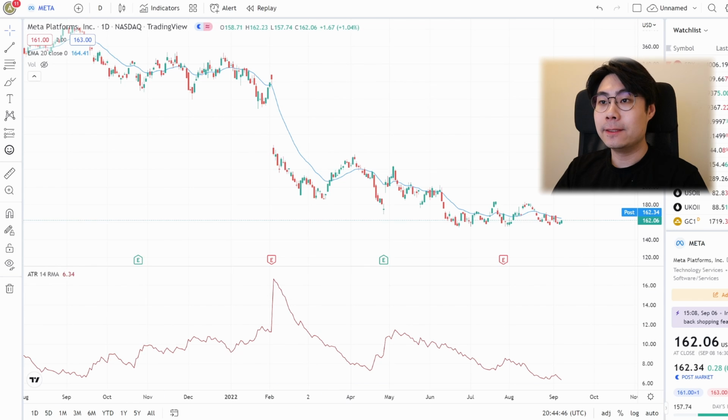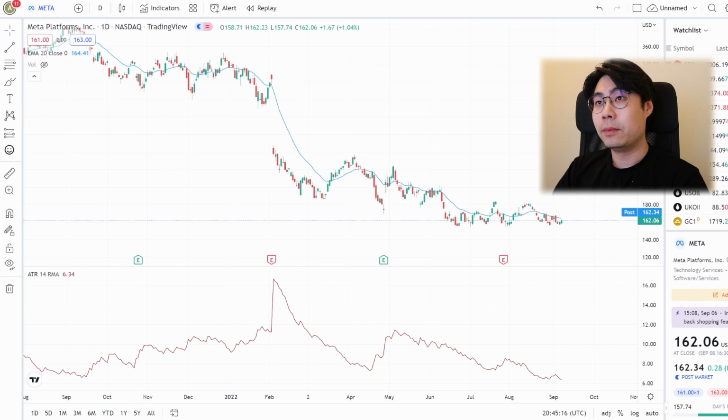So again, let's see what this really means, right? If we're trading Meta right now, and today Meta is at $162, let's say it went up by $6, right? Do I want to sell the stock? Most likely yes, if I'm trading on a daily basis, because the ATR shows me that it is unlikely that Meta will go up more than $6 on a daily basis.